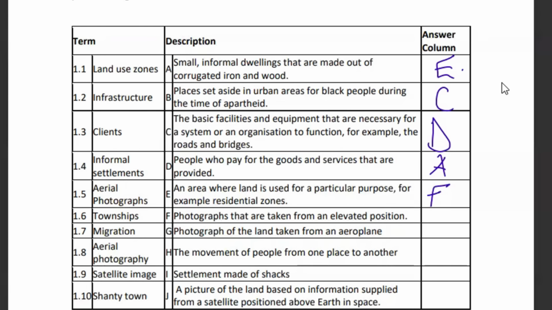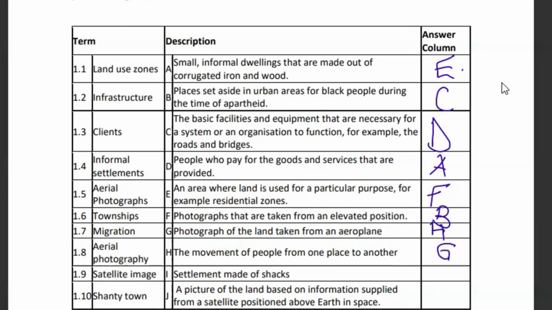And then what are townships? Townships, it's B. Townships are places set aside in urban areas for Black people during the time of apartheid. And then migration, the movement of people from one place to another. That is our H. And then we have our 1.8, which is G.